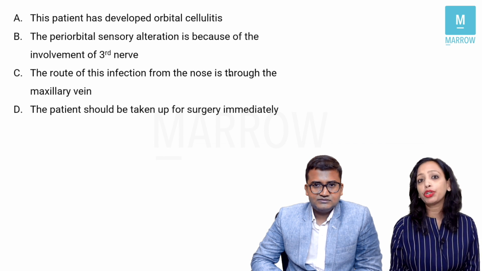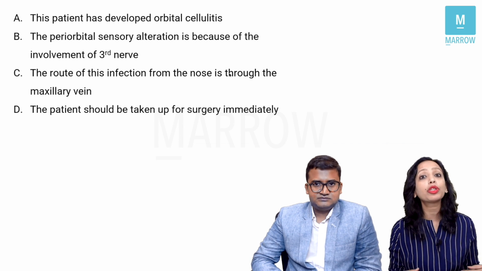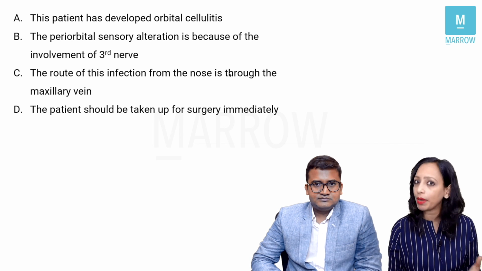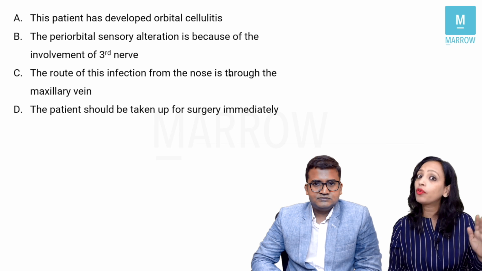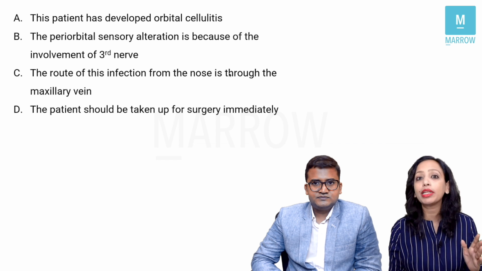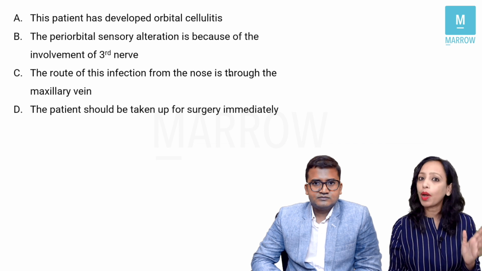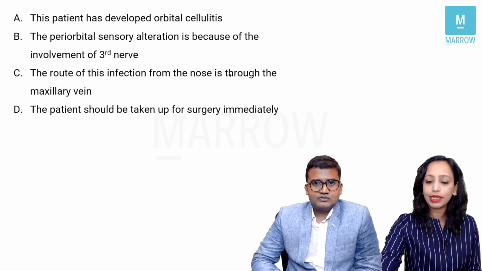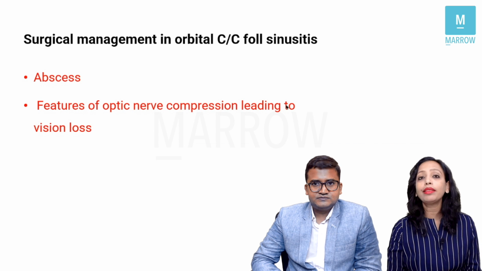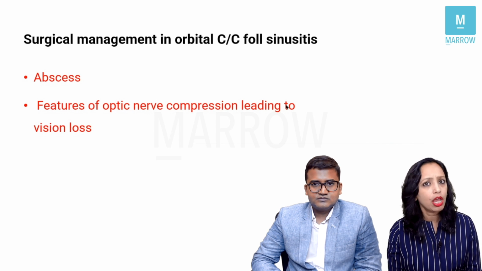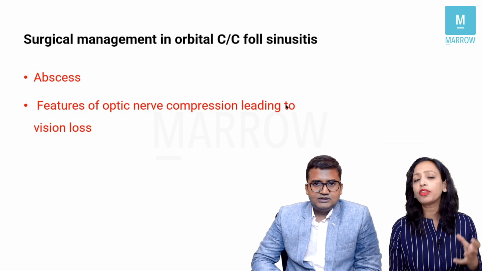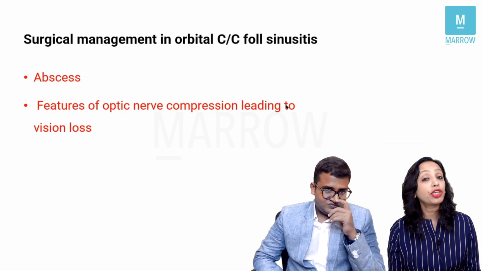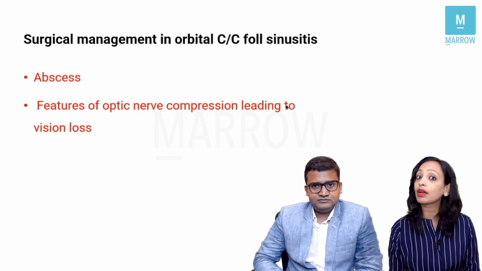Even if it is a patient of orbital cellulitis, there also the primary management is always medical. And we go for surgical management in cases of orbital cellulitis in two cases. One, when there is an orbital abscess, and second, when there are features of optic nerve compression. So how do we know that the optic nerve of this patient is getting compressed? Yes, by checking the visual acuity, by checking the color vision.